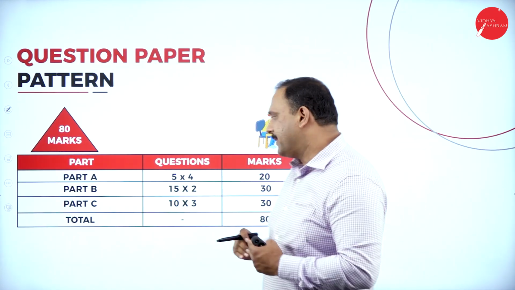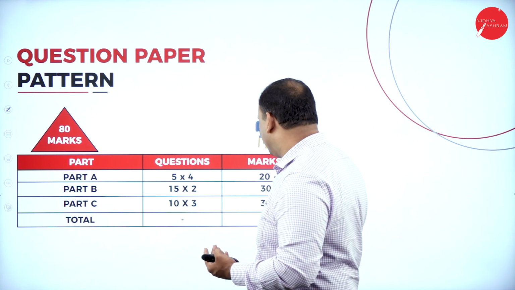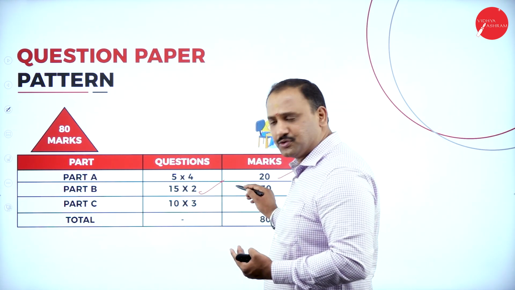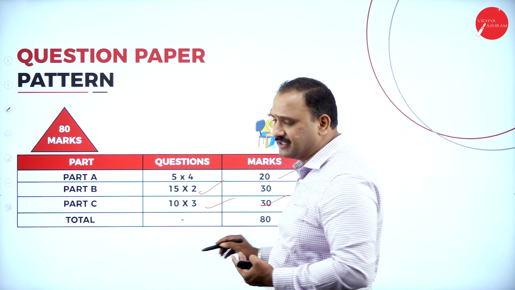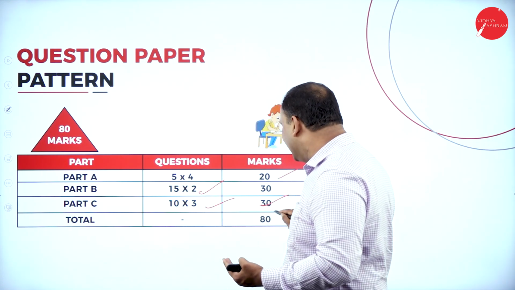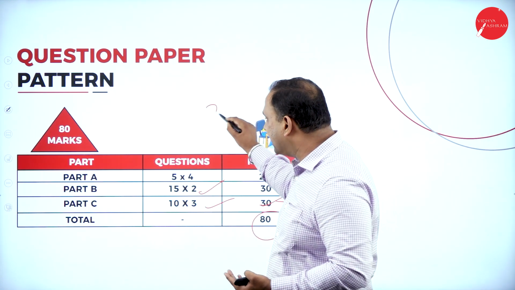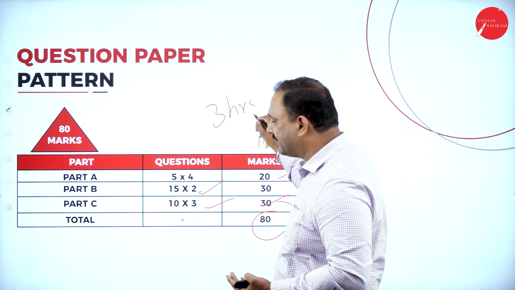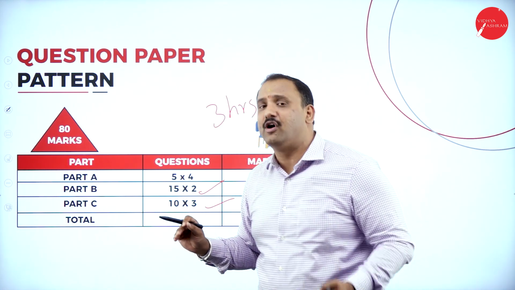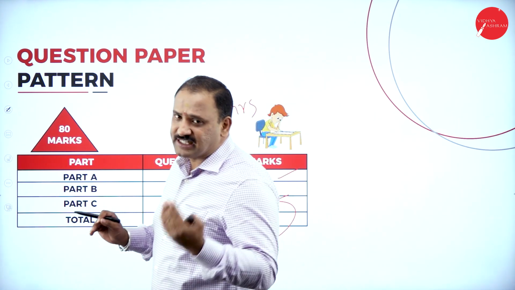Now, the question paper pattern: part A will be 5 into 4, 20, part B is 15 into 2, 30, and part C is 10 into 3, 30. So the total marks is an 80 marks paper. This is a 3 hours full length paper. So you will be writing this examination for 80 marks. That's a very simple paper.